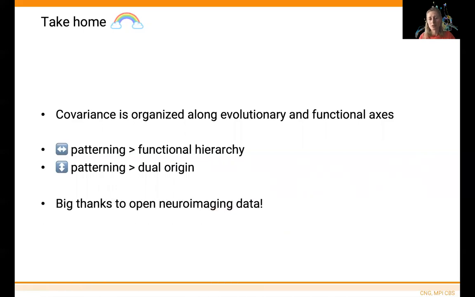Another take home is a big thanks to open neuroimaging data, because I used the PRIME dataset, the ATP dataset, and ENKI. All these datasets were not scanned by me, but I was just able to take advantage of all this great open neuroimaging. So thank you so much.